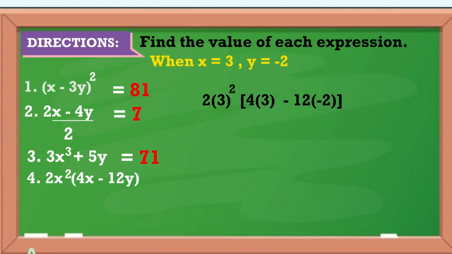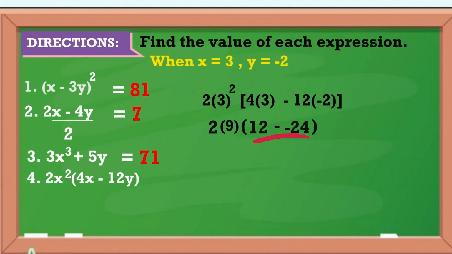Okay, let's simplify. First, we will solve the parentheses. So 4 times 3 is 12. Then 12 times negative 2 is negative 24. Then next, let's solve the exponent. 3 squared. So 3 times 3 is 9. So it will be 2 times 9 times the quantity of 12 minus negative 24.